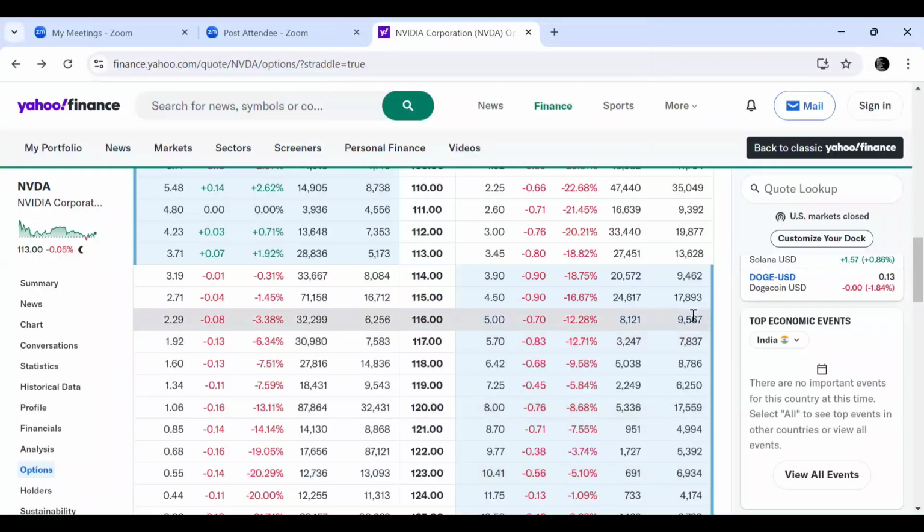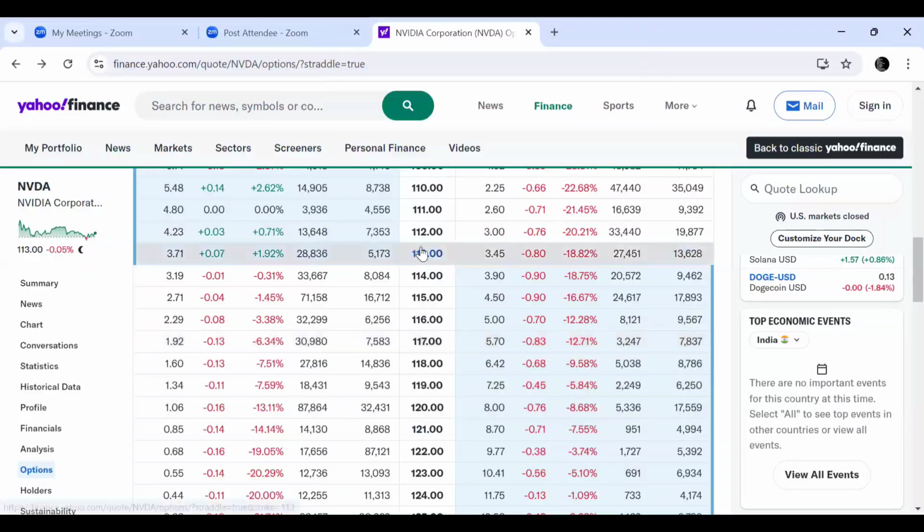When the stock indicates bearish sentiment, it means increasing open interest in put options, particularly OTM puts. OTM puts, I mean out of the money puts. If you are seeing high contracts in the out of the money puts, then the stock indicates bearish sentiment.